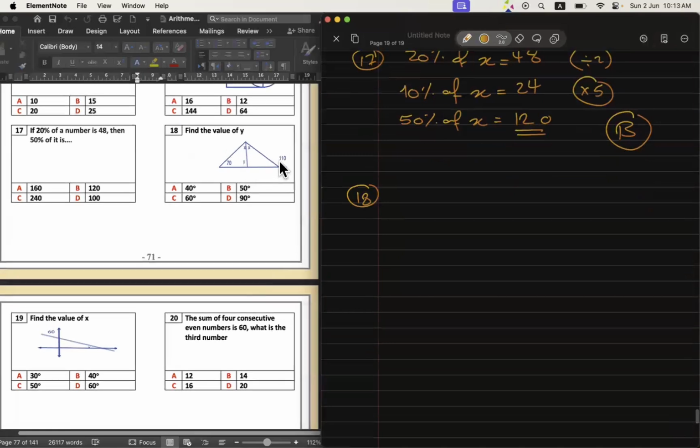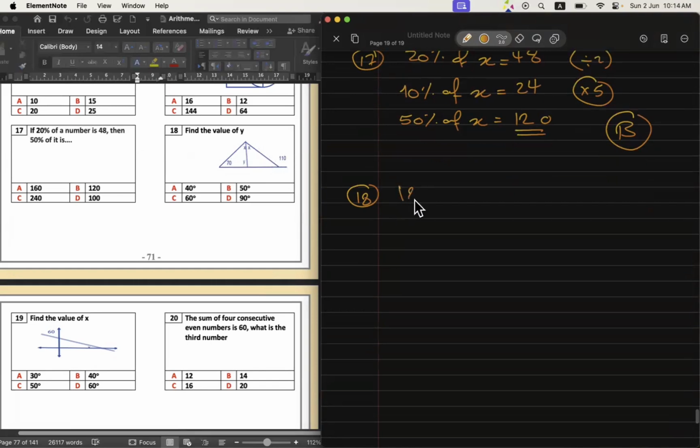Question 18. Find the value of x. Now this angle, its measure is 110. Because we have two supplementary angles, this angle's measure will be 70. So if this is 70, this is 70 inside a big triangle. So 70 plus 70 plus 2x sums to 180.